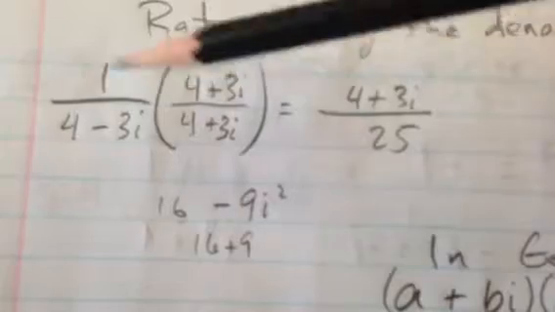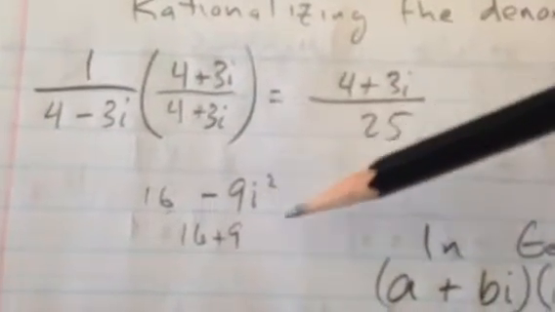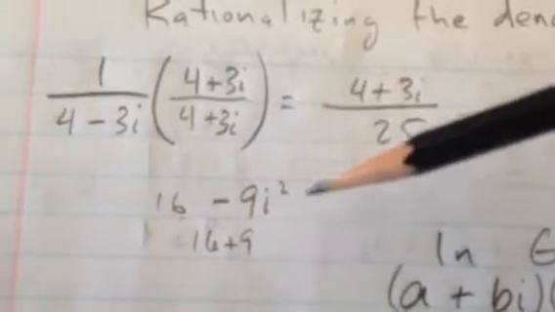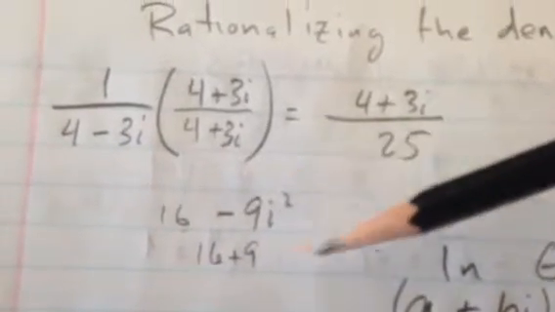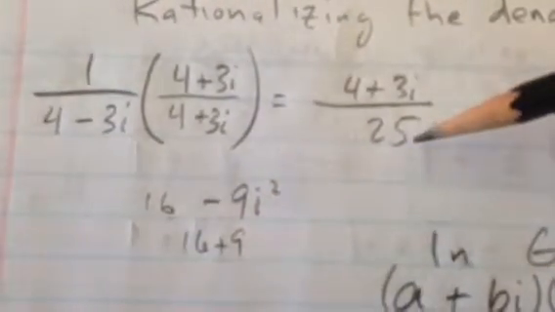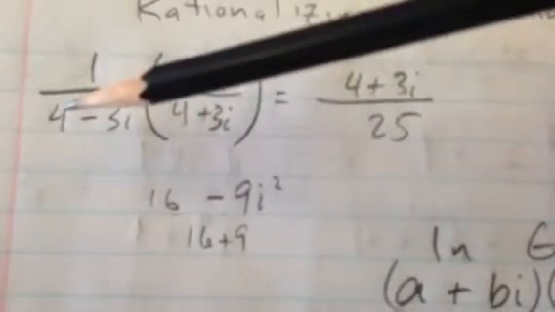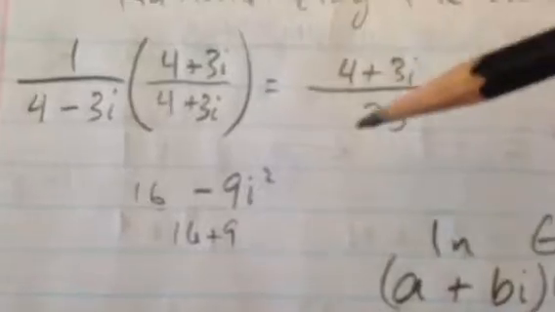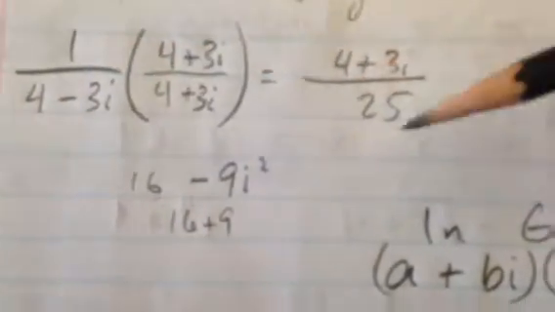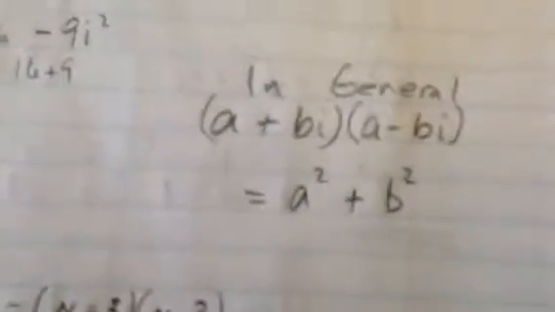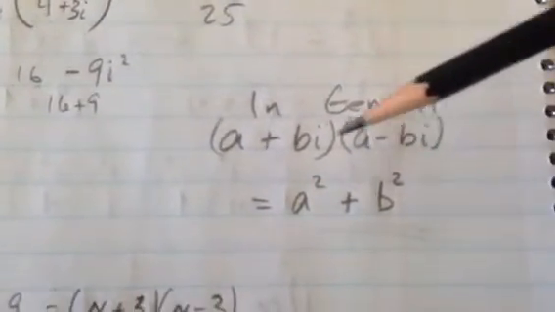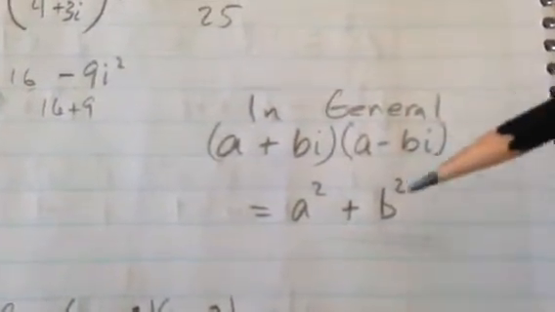You get 16, 4 times 4, minus 9i squared. Minus 9i squared is the same as plus 9, because i squared is -1, so double negative. So you get 16 plus 9, which is 25. And again, it's this number squared plus that number squared. Before it was 2 squared plus 1 squared, now it's 4 squared plus 3 squared, but it's always the same thing. In fact, in general, anytime you multiply complex conjugates together, you get a squared plus b squared.